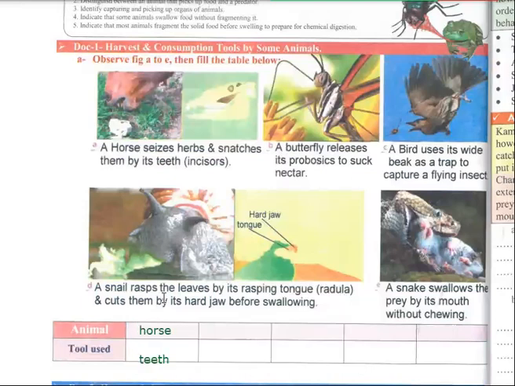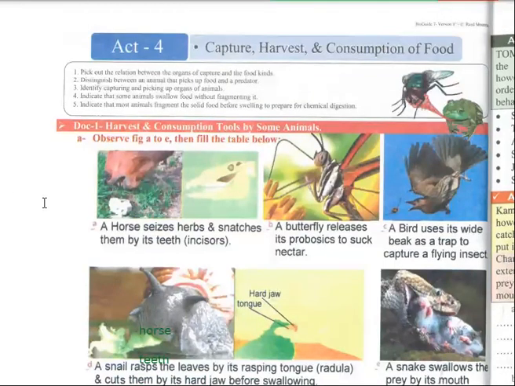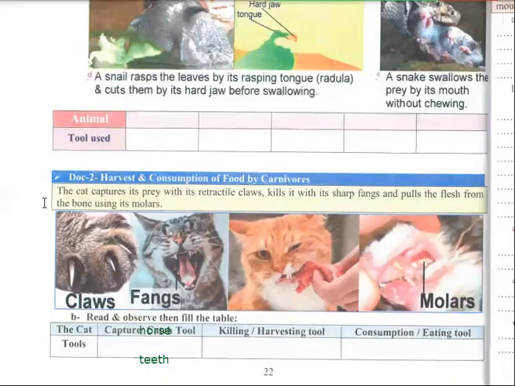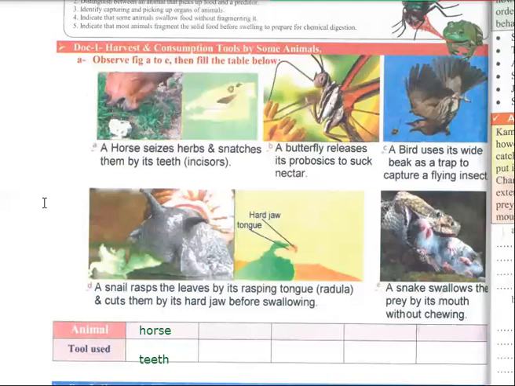Okay? So please, you will need to get your biology copybooks, prepare a new page. This is the title of the lesson. It's activity 4, talking about ways animals capture, harvest, and consume their food. So write the title, capture, harvest, and consumption of food. Then document 1, page 22. Make sure that this is the correct page on your book. And then draw the table. In this table, we are writing the names of the animals and the tools they use.